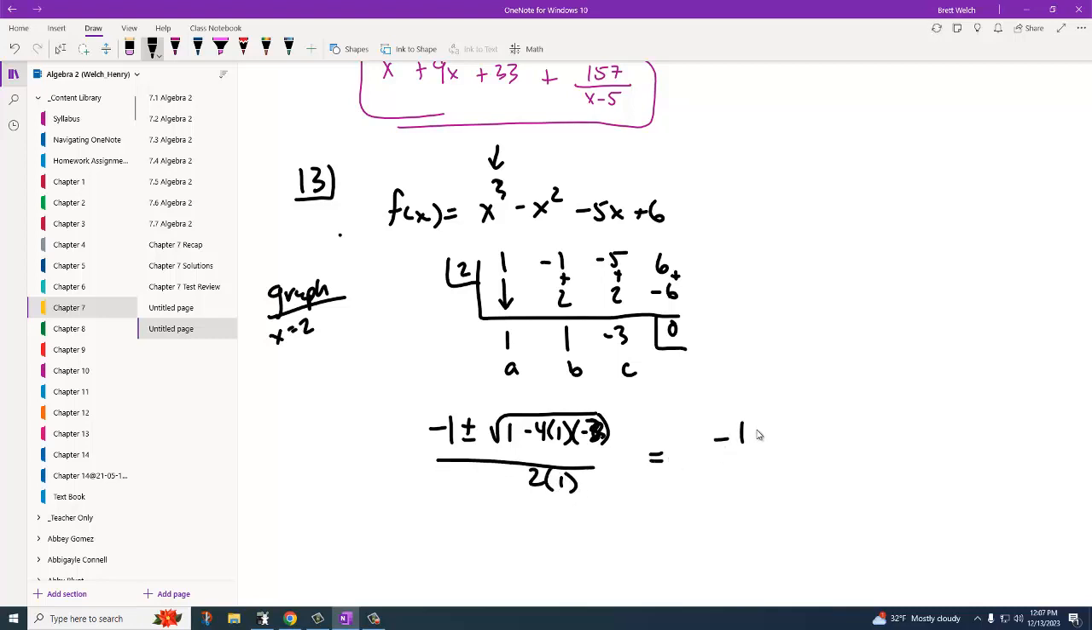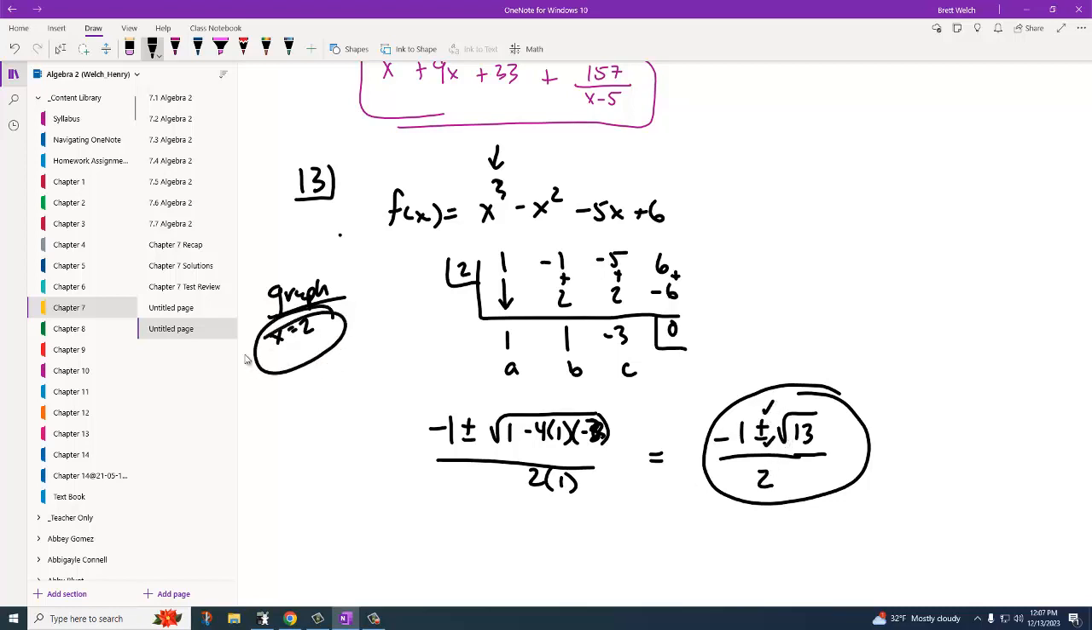So this becomes negative 1 plus or minus the square root of something over 2. If I do the 1 minus 4 times 1 times negative 3, that comes out as 13. 13 does not divide by any of my perfect values, so this is my second and third answers. The plus and the minus produces 2 answers. I already had x equals 2.